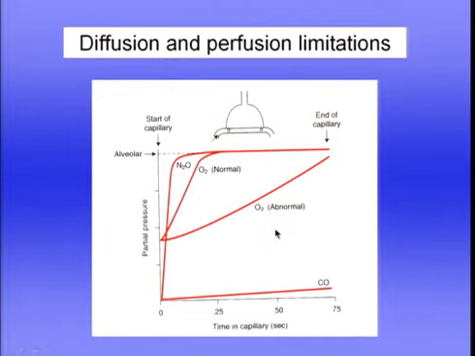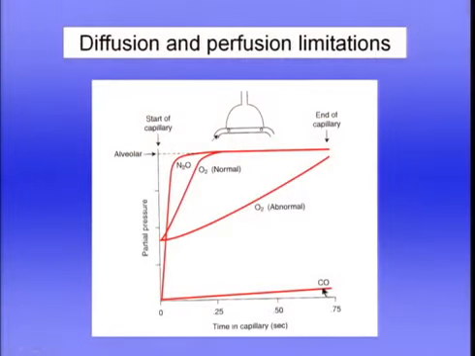Now let's turn to a very important topic, and that is what limits transfer of gases across the blood-gas barrier. And we're going to draw a distinction between what are called diffusion and perfusion limitations. And to do that, I'm going to take three gases as examples. First of all, I'm going to talk about carbon monoxide down here. Then I'm going to talk about nitrous oxide, which is an anesthetic gas. And finally, I'm going to talk about the one we're really interested in, and that is oxygen.